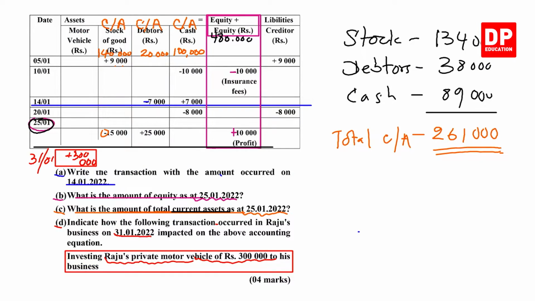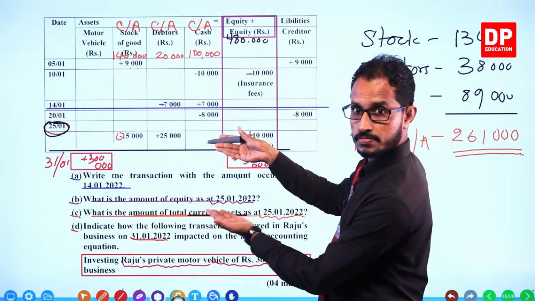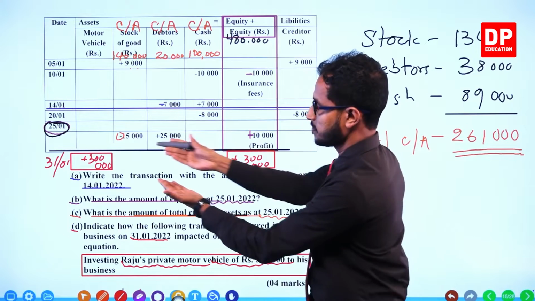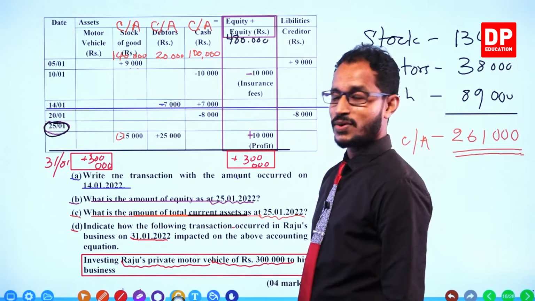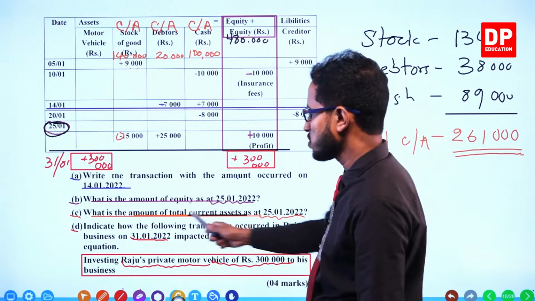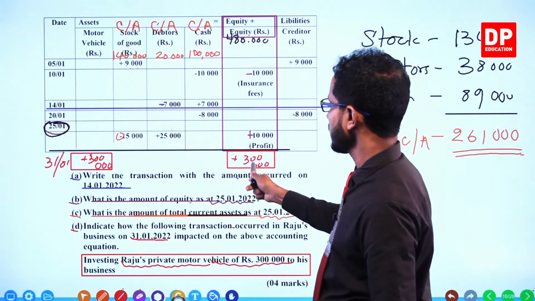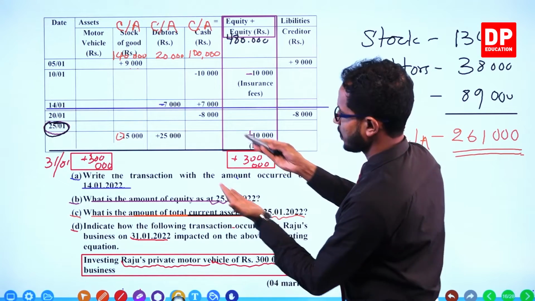At the same time, equity capital increased by 300,000. This is the effect. Okay, that is the 31st transaction which occurred in Raju's business, and how the transaction has affected the equation. Okay, done.